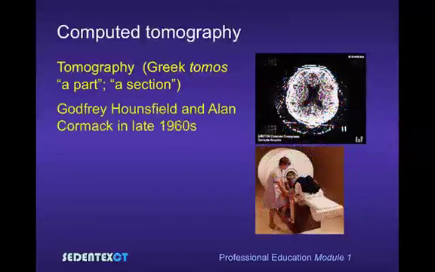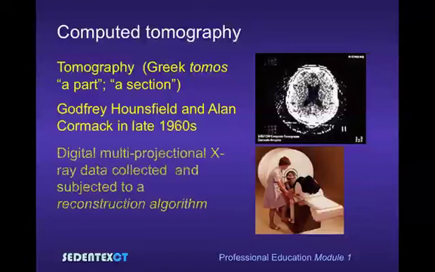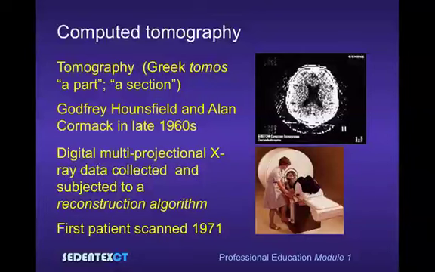Computed tomography was developed in the late 1960s by two scientists, Godfrey Hounsfield and Alan Cormack. It involves the collection of digital multi-projectional X-ray data which are subjected to something called a reconstruction algorithm. And the first patient was scanned with a CT scanner as early as 1971.